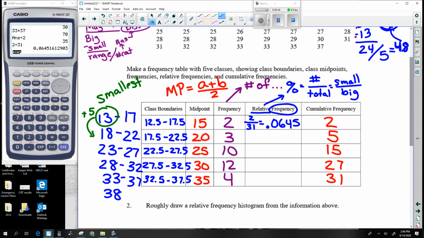All right, this next one, what is the frequency of that category? 3. What is the total frequency? 31. So this is going to be 3 out of 31. Again, this is like a percentage. There's 9% of the numbers here. Okay, don't forget to round to the 4th decimal. 10 out of 31, 12 out of 31, and 4 out of 31.